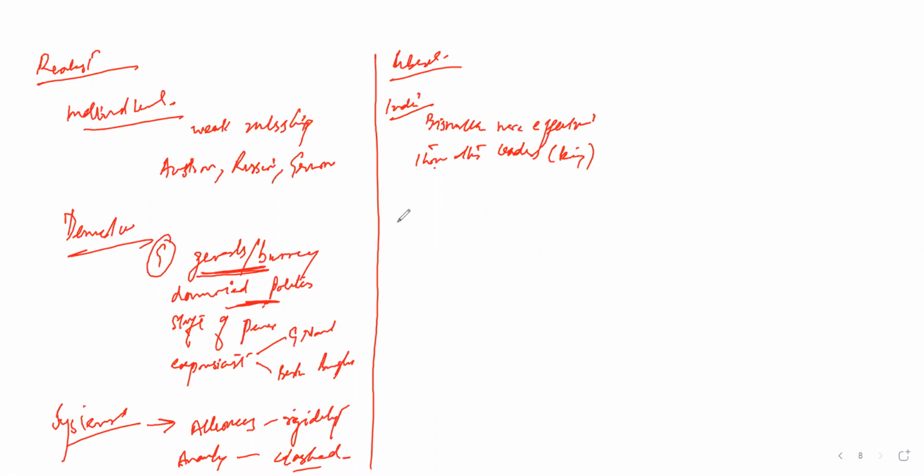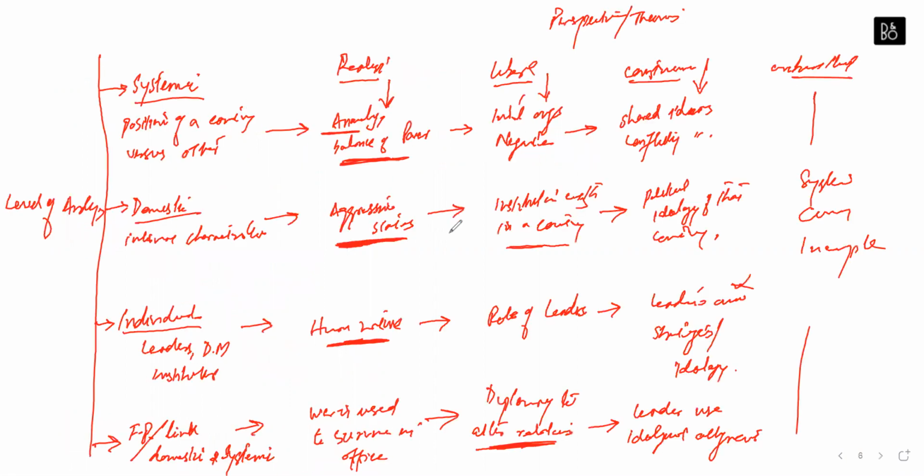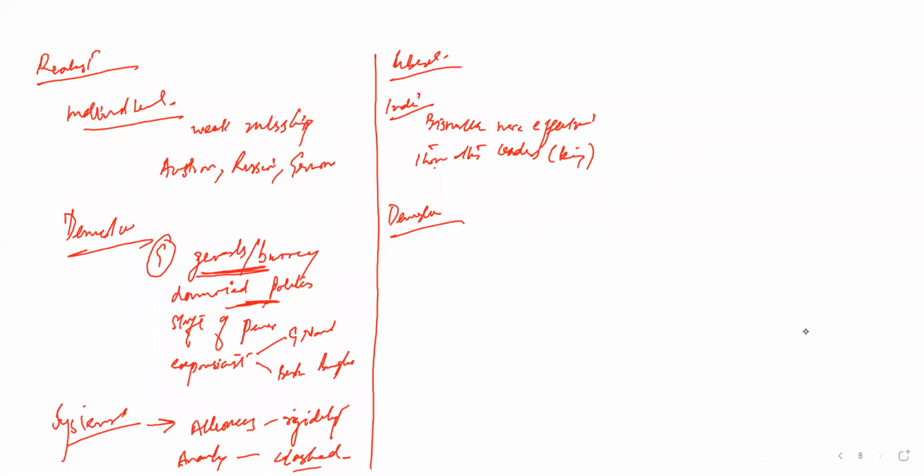Secondly, at the domestic level, we'll again go back to the chart. At the domestic level, institutions within the country. How can institutions within a country be responsible for World War One? That is definitely important.